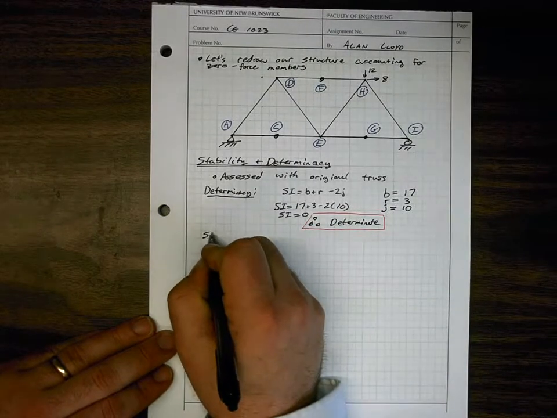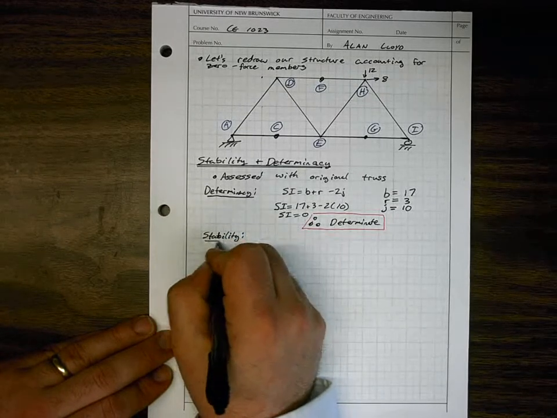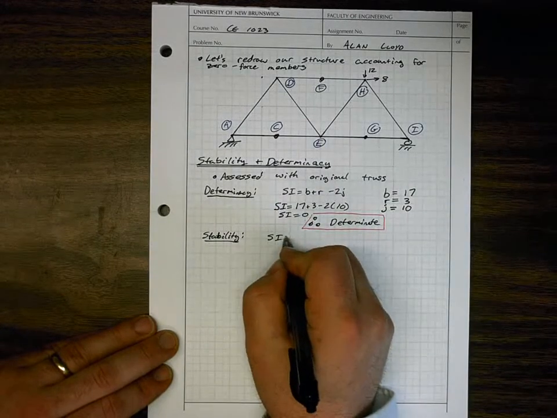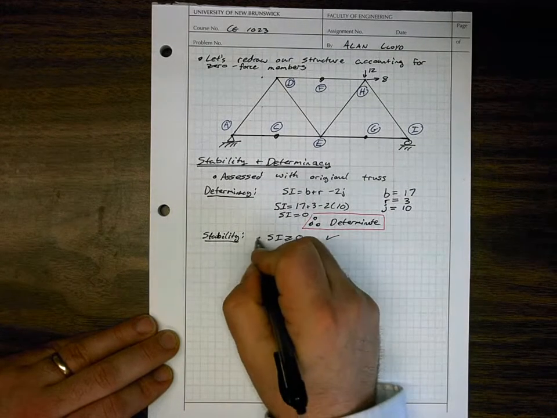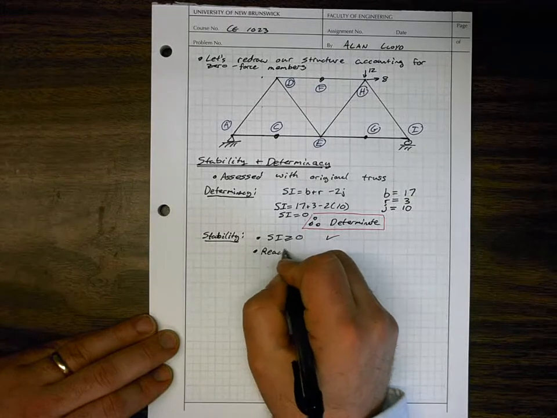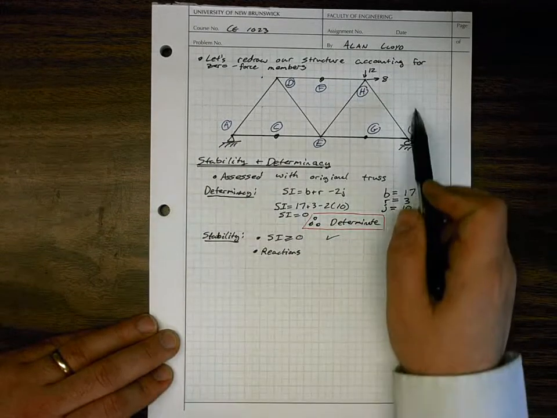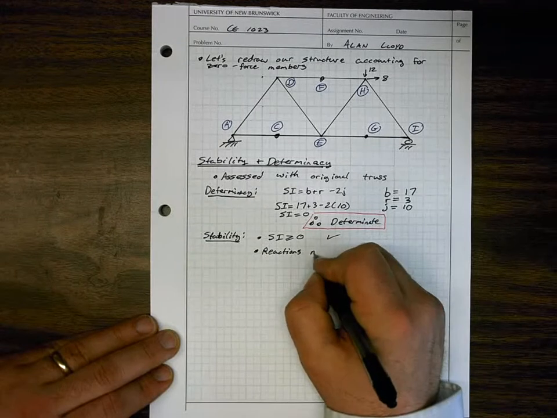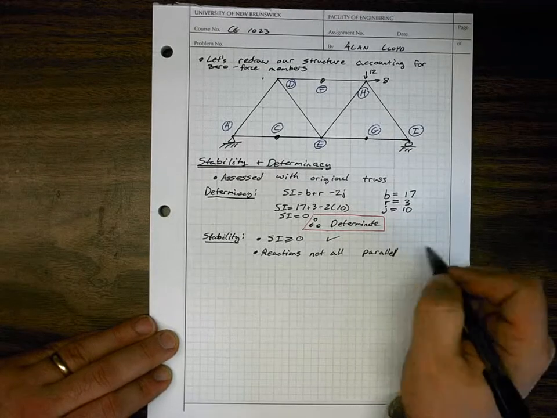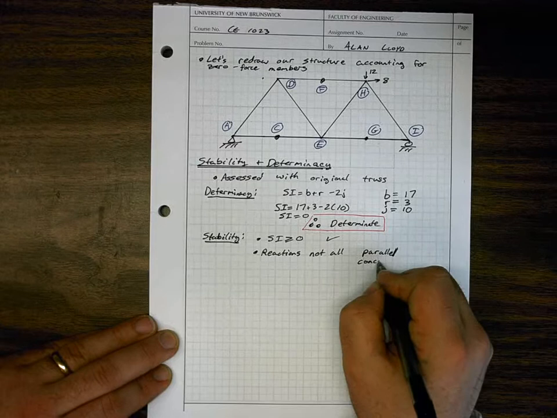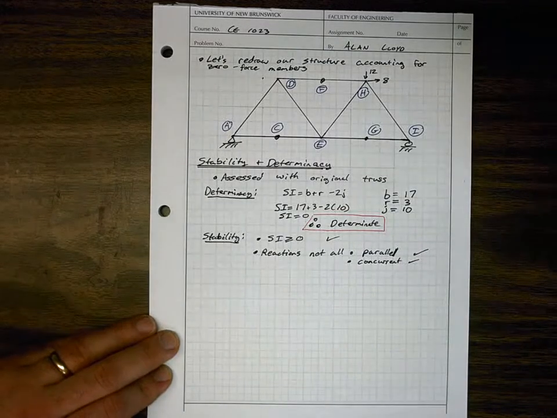Stability is also assessed generally at the same time as determinacy. And here we're looking at some of the rules we have. First off, SI is greater or equal to 0. So we have enough supports for it to be stable. And then our reactions. There we have AY going up, AX going to the left, and IY going up. So they're not all parallel, because AX is not parallel to the other 2 reactions, and they're not all concurrent. They don't all intersect at the same point. So that stability condition is met.